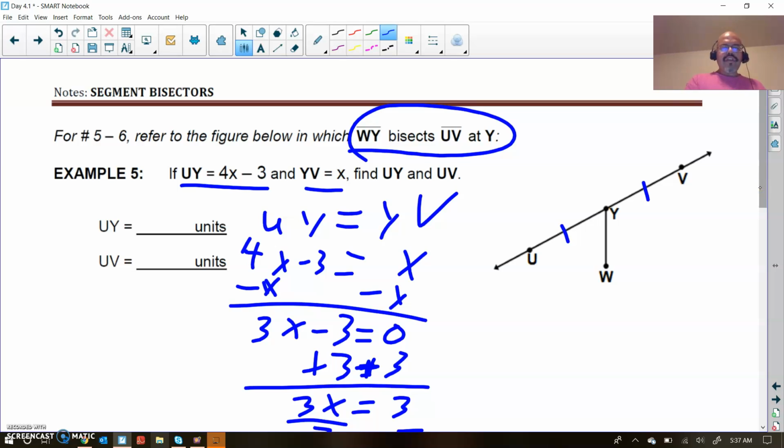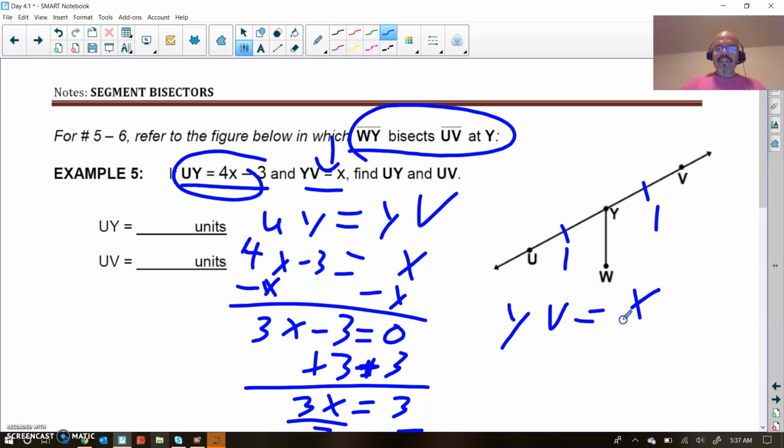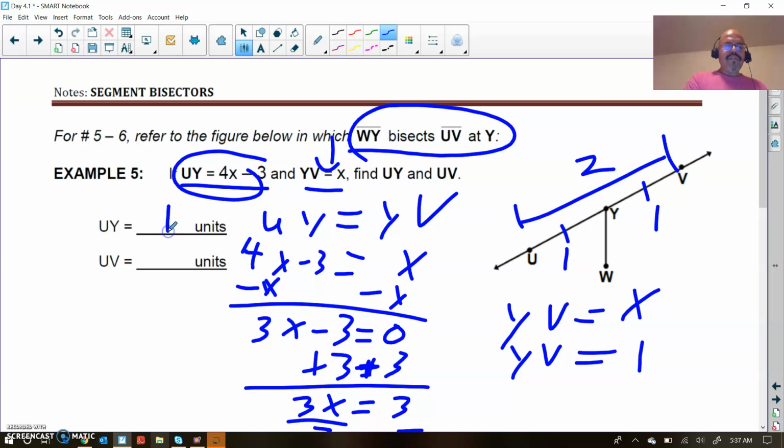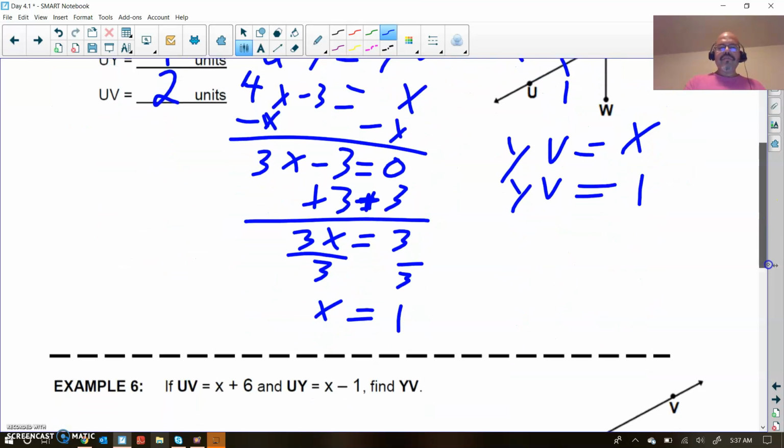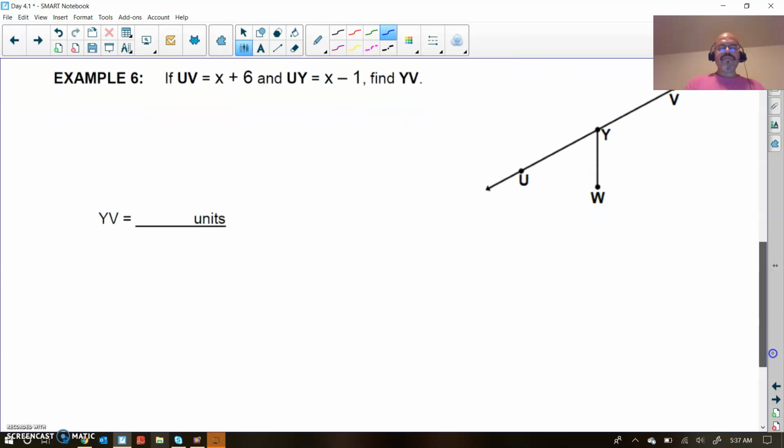And then we say, alright, well, we have UY here. We can either use this one, but I'm going to use this one. It's easier. So YV is equal to 1, so that means that UY is also going to be equal to 1, because right here, YV is equal to x, which is just 1. And the entire distance is going to be 2. So we have 1 for this one, and then 2. Okay, then we go on to the next solution.